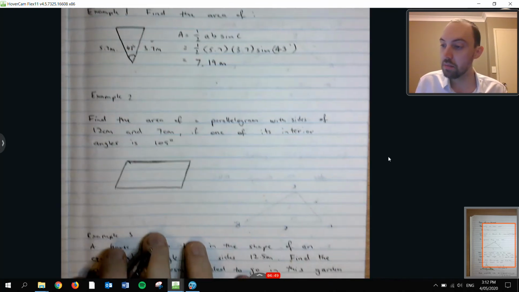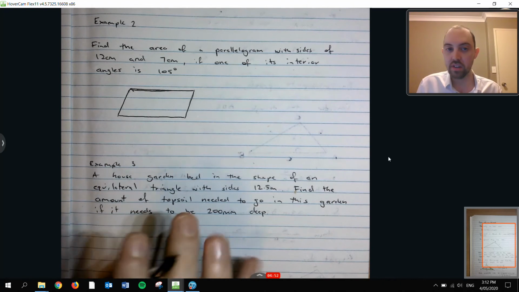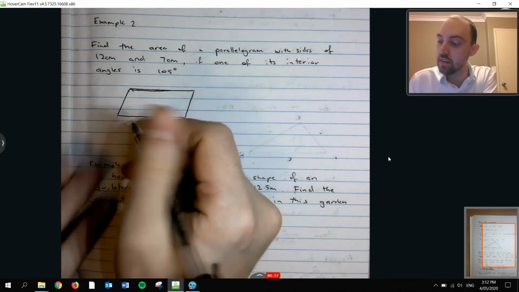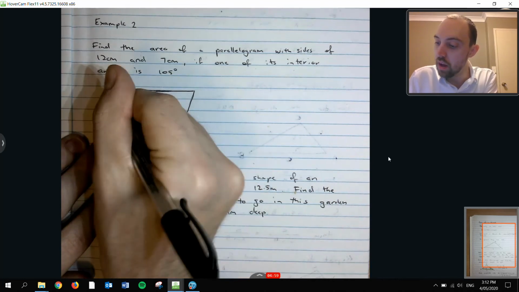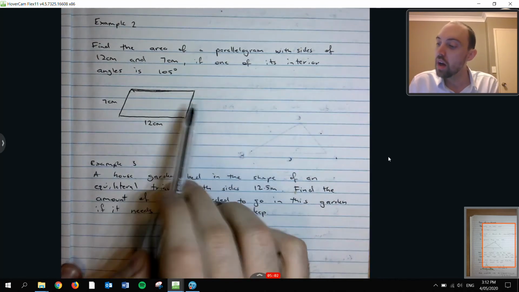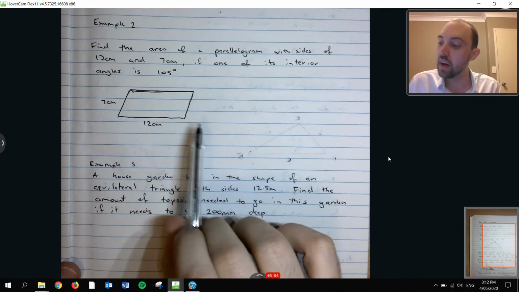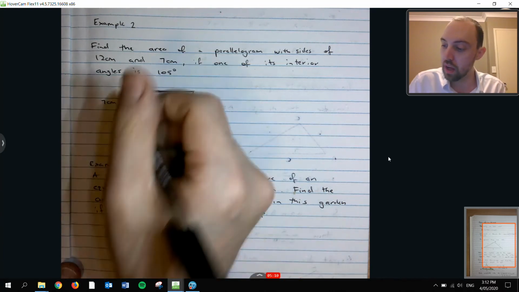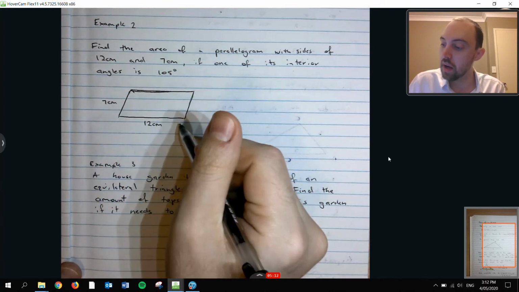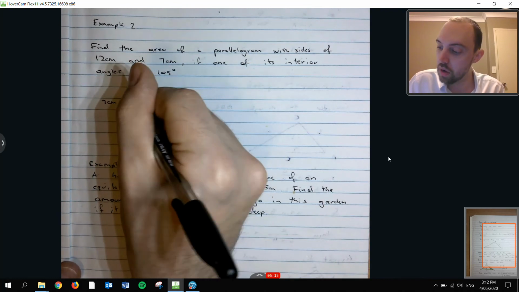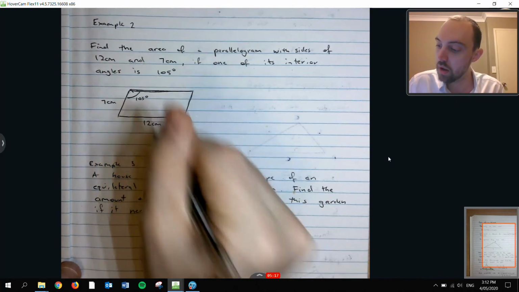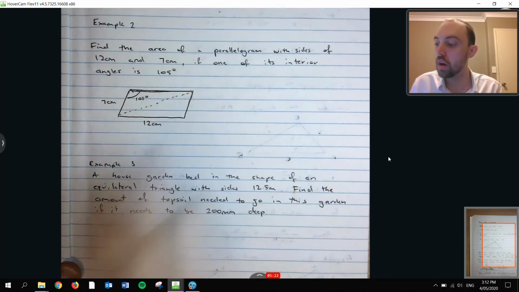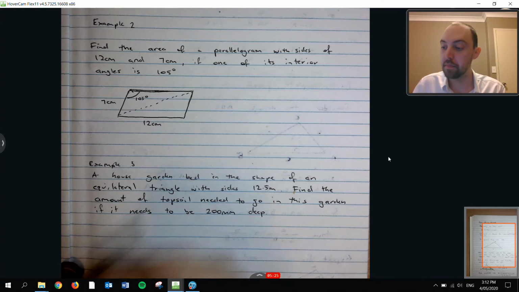Now it doesn't necessarily have to be used for just triangles. If we can divide our shape into triangles, for example, we've got our parallelogram here and we've got sides of 12 centimeters and 7 centimeters. And one of its interior angles is 105 degrees. Now with parallelograms, you're going to have one acute and one obtuse angle. We're going to talk about the obtuse angle, 105 degrees, and we're going to create two triangles that look like that.